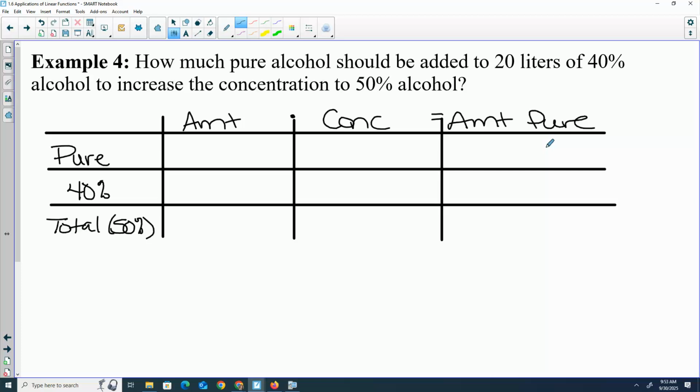So now we go back to the table, to the problem, and we see what we have. How much pure alcohol? So I don't know how much. So what would I put for my amount? X. We don't know, so it is X. Should be added to 20 liters of the 40%. So the amount of my 40% is 20.